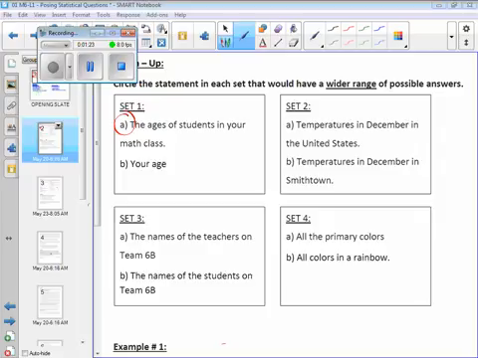Why is that considered a question that has a wider range? Because it could be more than one possible answer. Right, more than one possible. Whereas your age, it's only one. Got it.